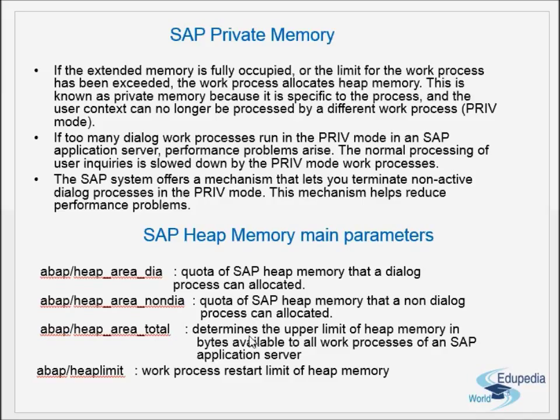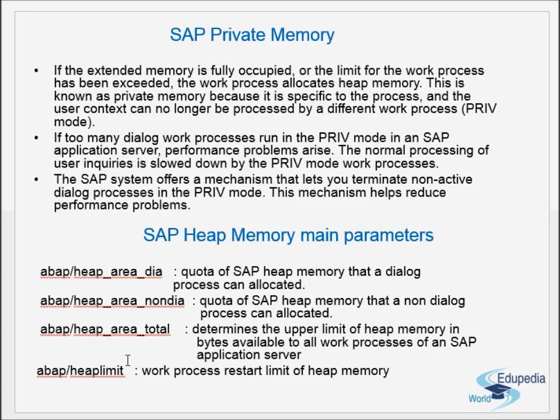So we have a quota for a dialog work process, we have a quota for all the other non-dialog work processes like batch, update, spool, etc., and the total heap area where all the work processes in an SAP instance can use the maximum limit. Then the heap limit is the work process restart limit of a heap memory. When the work process has used a lot of heap memory, say it started with 1 MB, 2 MB, 3 MB, and we have set the heap limit as 10 MB.